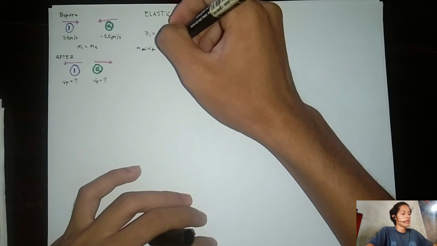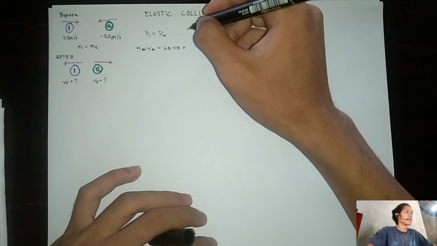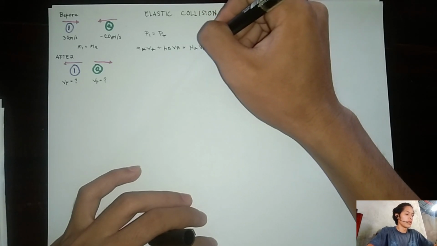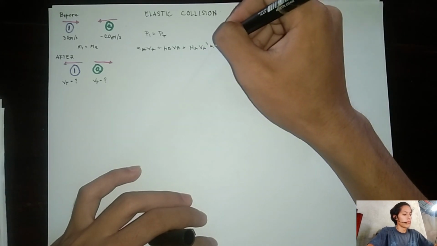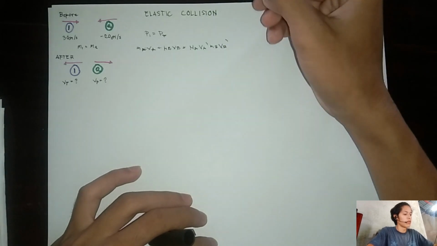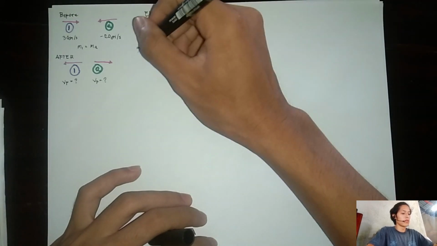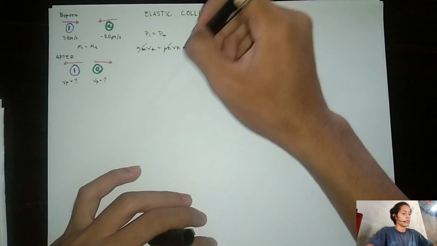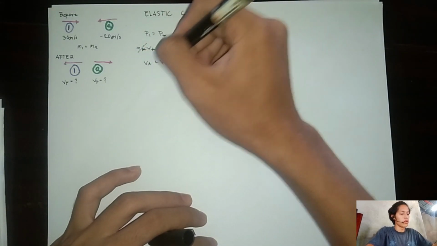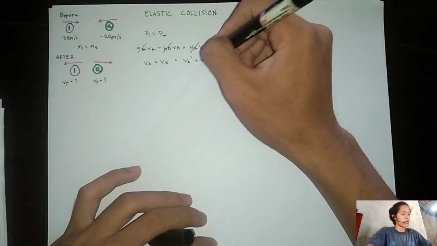Mass A velocity A plus mass B velocity B is equal to mass A velocity A final plus mass B velocity B final. Pwede na natin i-remove yung mass dahil nga same mass lang sila. Ang matitira na lang is velocity A plus velocity B is equal to velocity A final plus velocity B final.